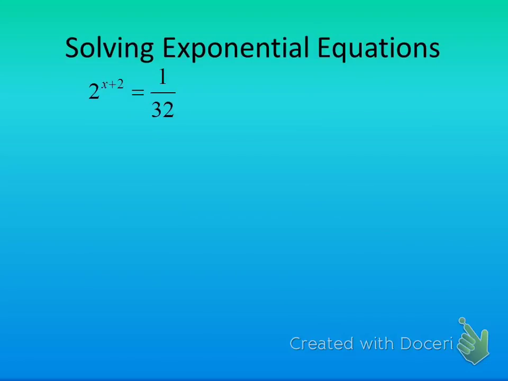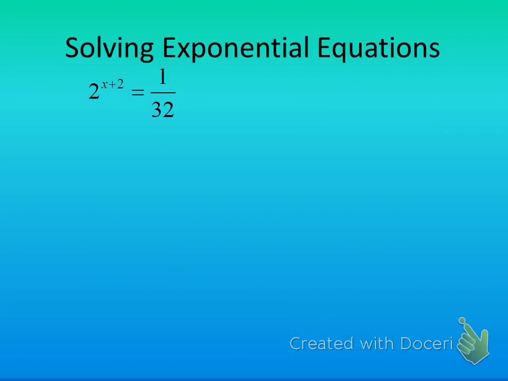Okay. So you have 2 to the x plus 2 equals 1 over 32. Anybody got an idea? You gotta turn 1/32 into the rest plus. Good thought, but no. Make it negative. Negative what?